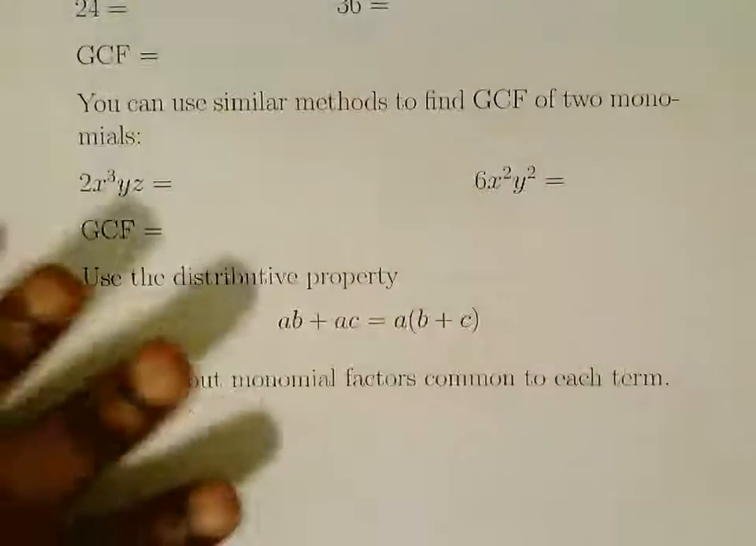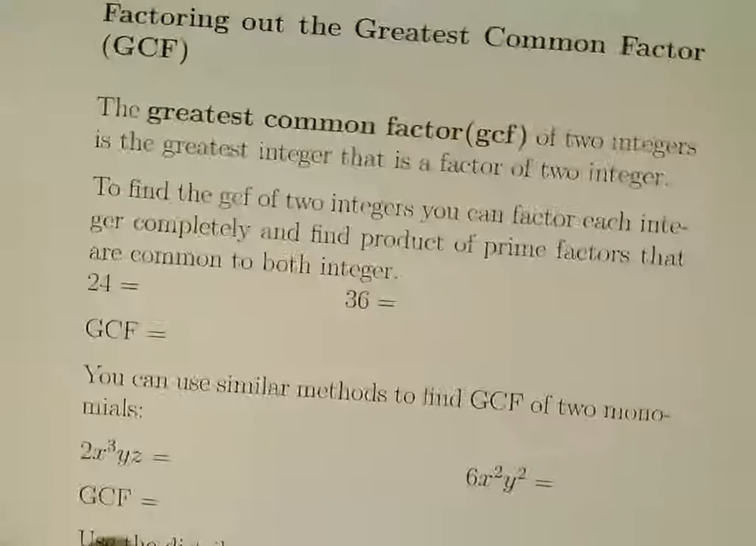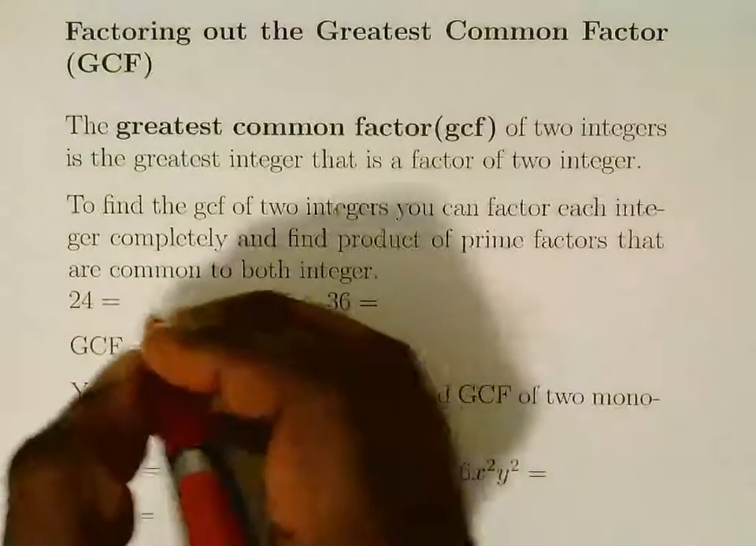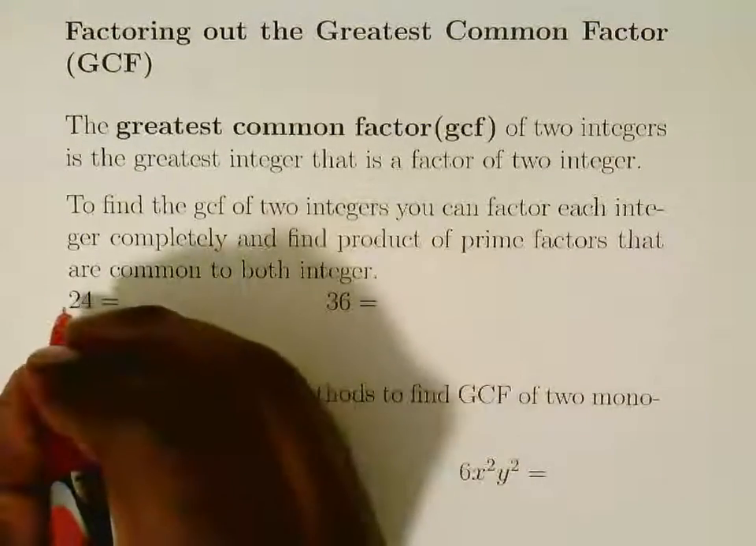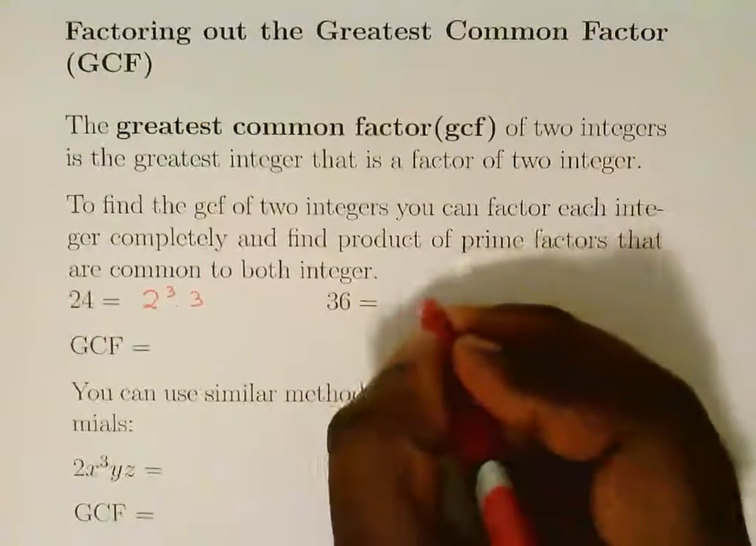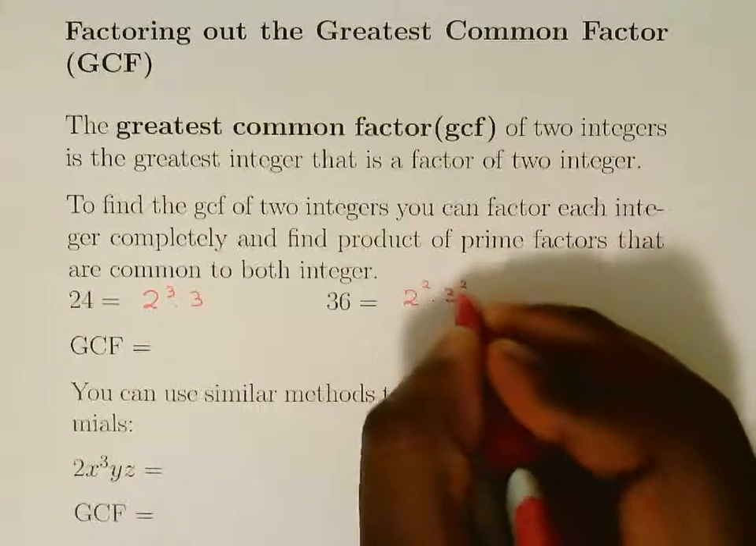So factoring can be quite tricky depending on the question. There's not just one technique that you use to factor. There are several techniques, so you have to look at the question itself and think about how to factor things. Let's look at this one right here. First thing is look at the greatest common factor. How do you find the greatest common factor? Factor things into prime factors. So 24 factors are 2 to the power 3 times 3. 36, the factors are 2 to the power 2 times 3 to the power 2.